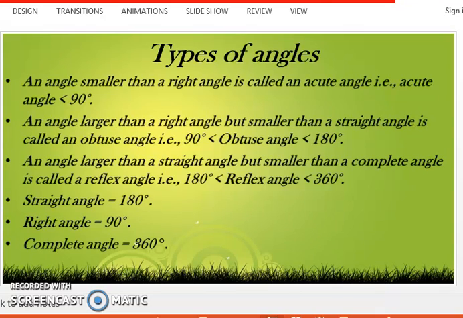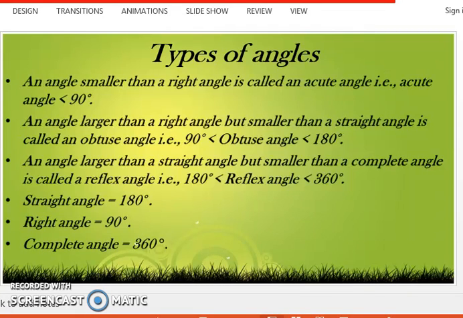There are certain definitions which I would like to read for you. An angle whose measurement is less than a right angle, which is 90 degrees, is called an acute angle. For example, we have 30, 40, 45, etc. An angle larger than a right angle but smaller than the straight angle, which is a measurement of 180 degrees, is categorized as an obtuse angle. For example, 97 degrees, 102 degrees, 150 degrees, etc.